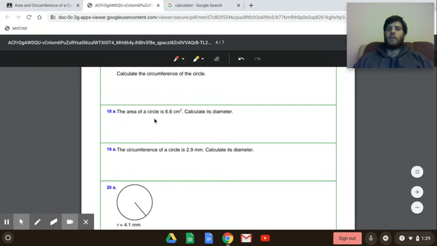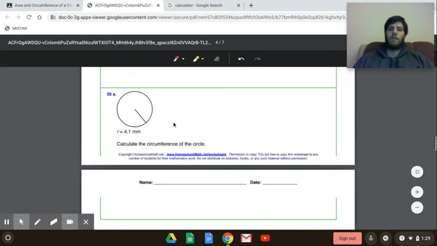Area of the circle, again, you got to find the radius first and then the diameter. Find the radius first, then the diameter. And then here you have the radius, you're just plugging that in or substituting that into the equation.